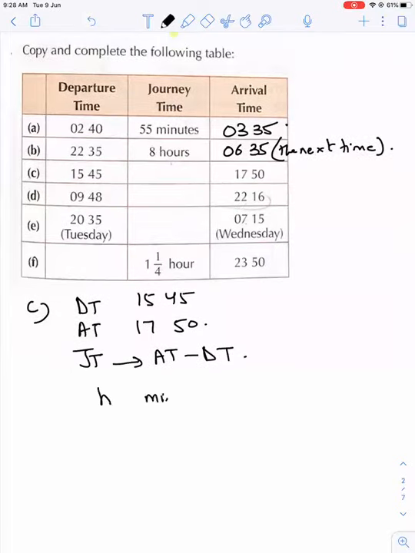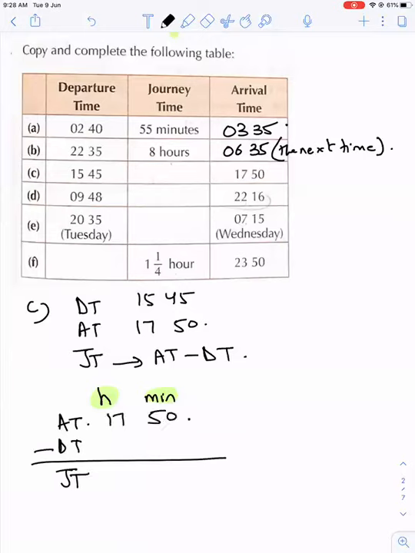We'll write hours here, minutes here, hours and minutes. Sorry, we will write arrival time first on the top. We'll write arrival time minus the departure time. When we solve, you get the journey time here. The arrival time is 17:50. The departure time is 15:45. When we subtract, we will get the journey time.